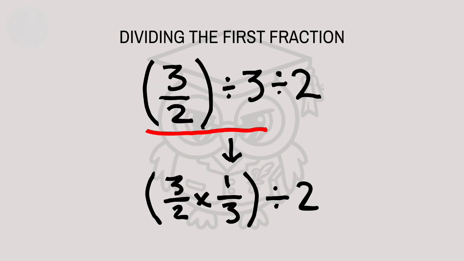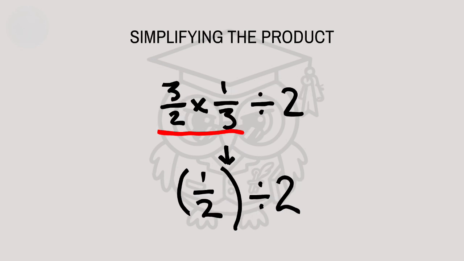2. Moving left to right, our next operation is 3 halves divided by 3. Dividing by 3 is mathematically identical to multiplying by its reciprocal, which is 1/3. This transforms the block into 3 halves multiplied by 1/3. Let's multiply across and simplify.